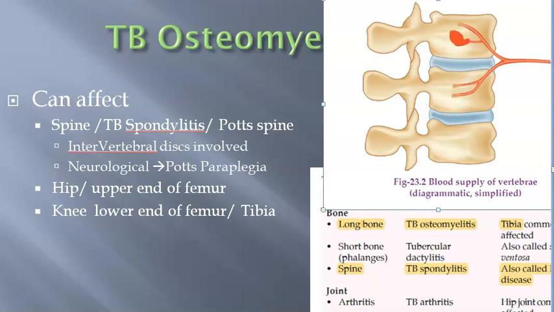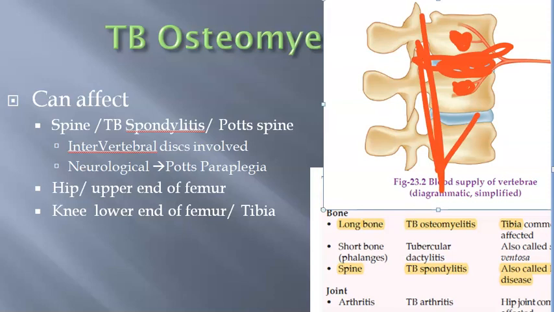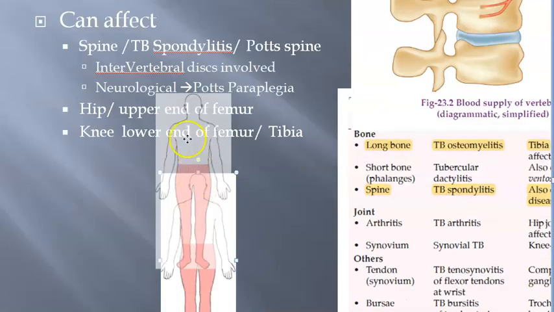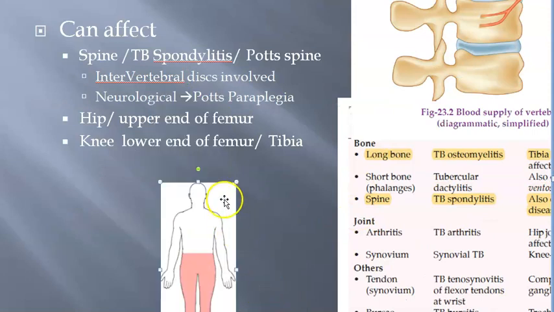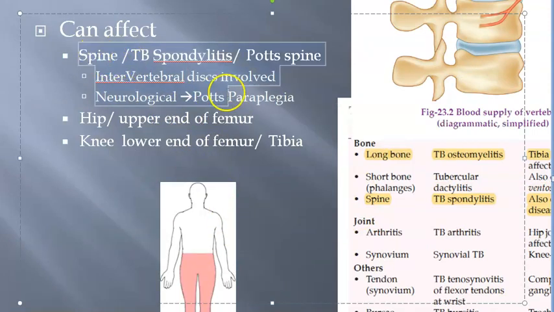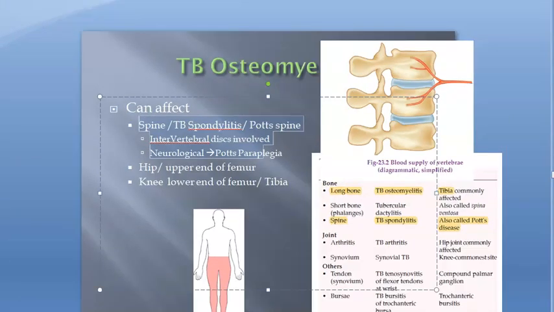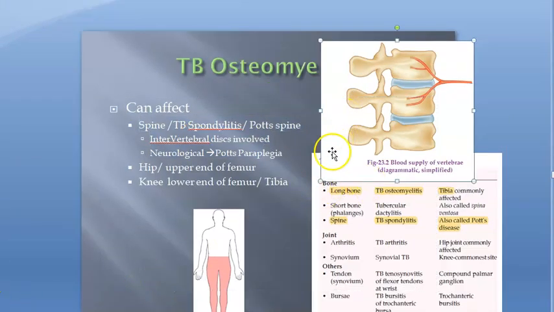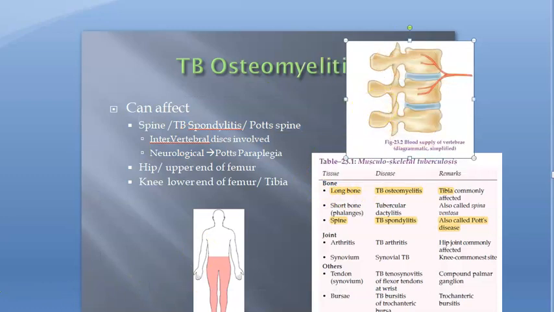So first it will affect the vertebral body, and then the disc will also get affected, and finally the spinal cord and the nerves get affected. That is when it will cause Pott's paraplegia. That is, this person will have paralysis of both lower limbs, so that will become paraplegia. All this we'll look at in this video. We will not look at hip and knee. We are looking only at Pott's spine, and we'll also look at Pott's paraplegia, okay people.